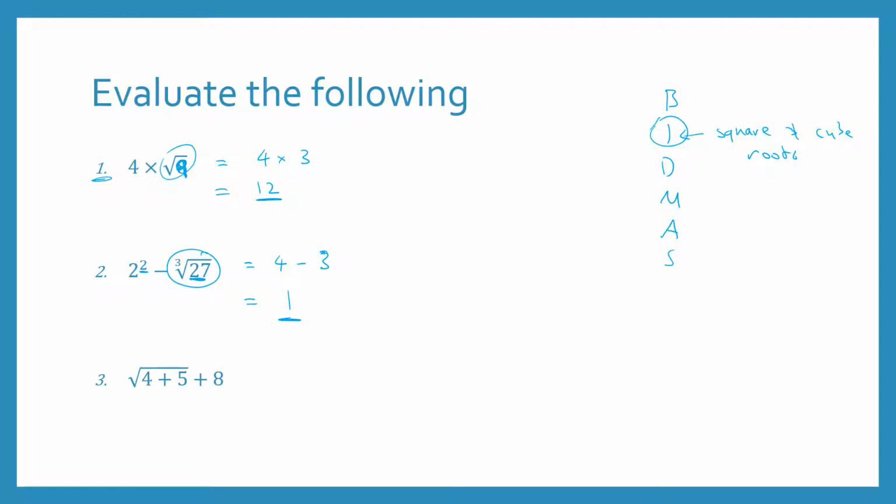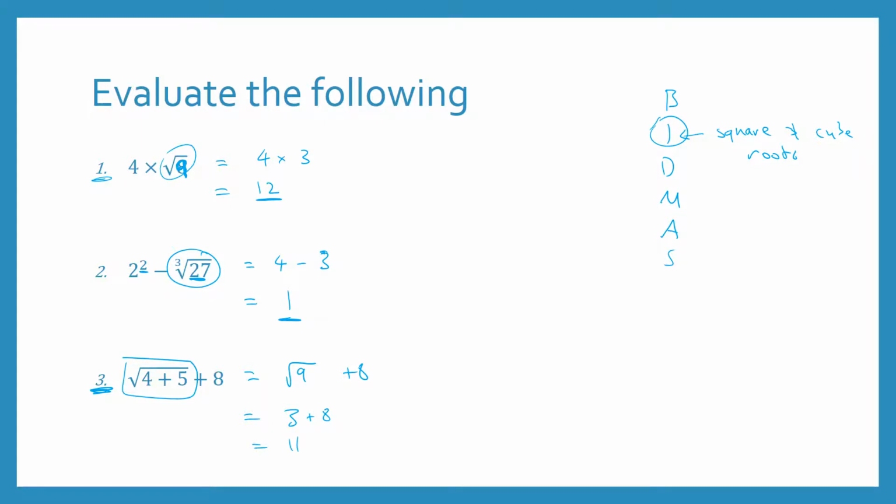And finally, we have this expression down here. Now, it's important to realize that we do this addition within this indice before we add the 8. So what we're going to do, no brackets, we go down to indices. We want to work out what this indice is, but to do that, we have to add the 2 together. So we would get the square root of 9 plus 8. We complete our indice. We're going to get 3 plus 8. So we're going to get 11.